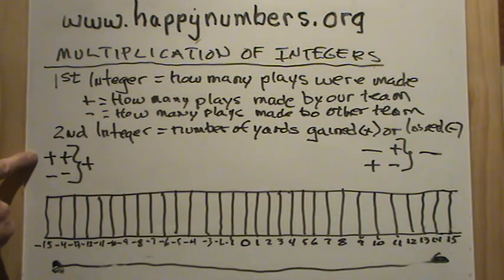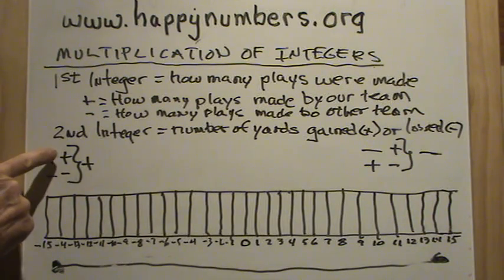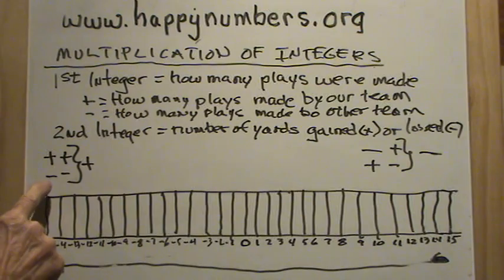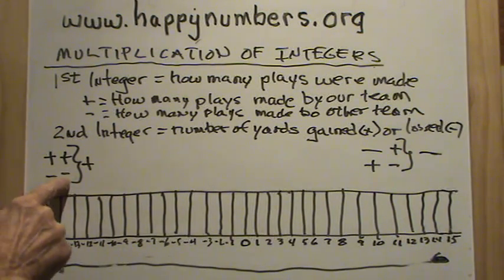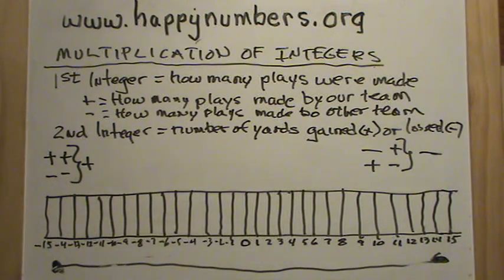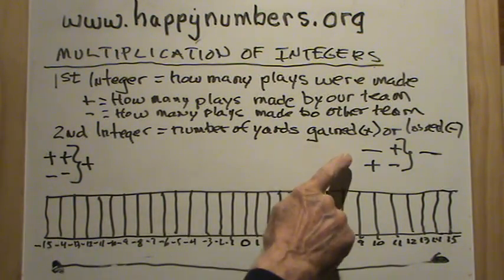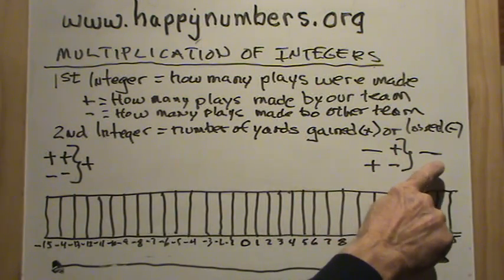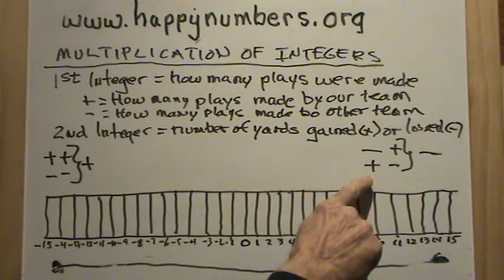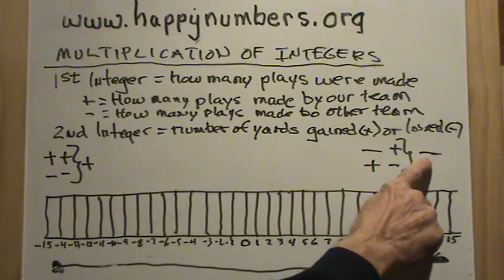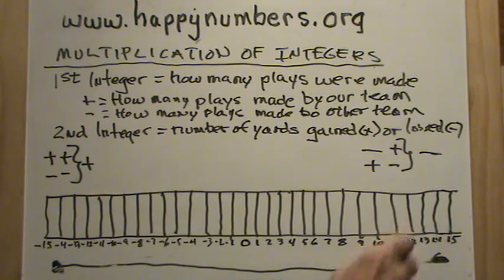If I multiply a positive number and a positive number, my answer is positive. If I multiply a negative number and a negative number, my answer is still positive. I know that sounds weird, but I'll explain that. If I multiply a negative number and a positive number, my answer is negative. If I multiply a positive number and a negative number, my answer is negative also.